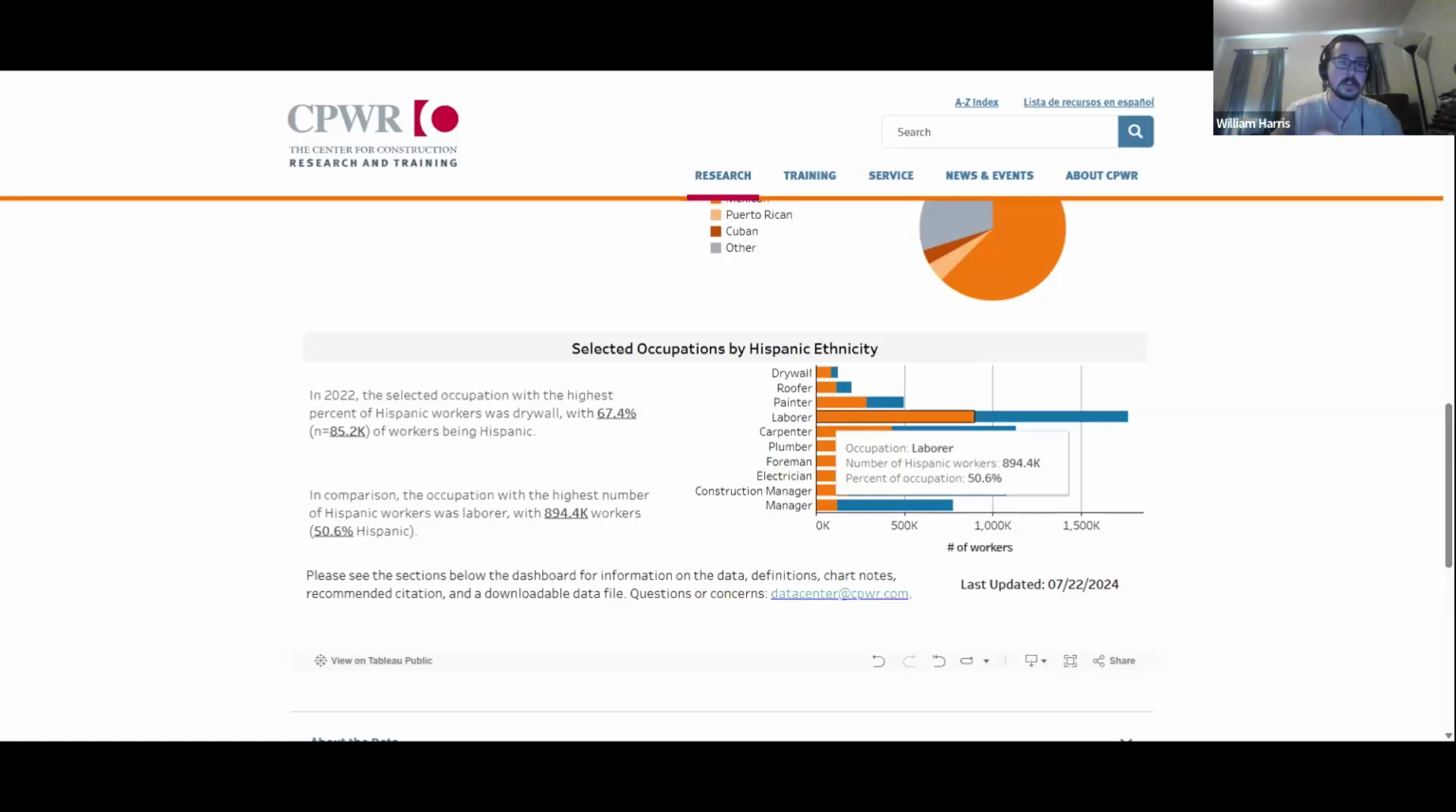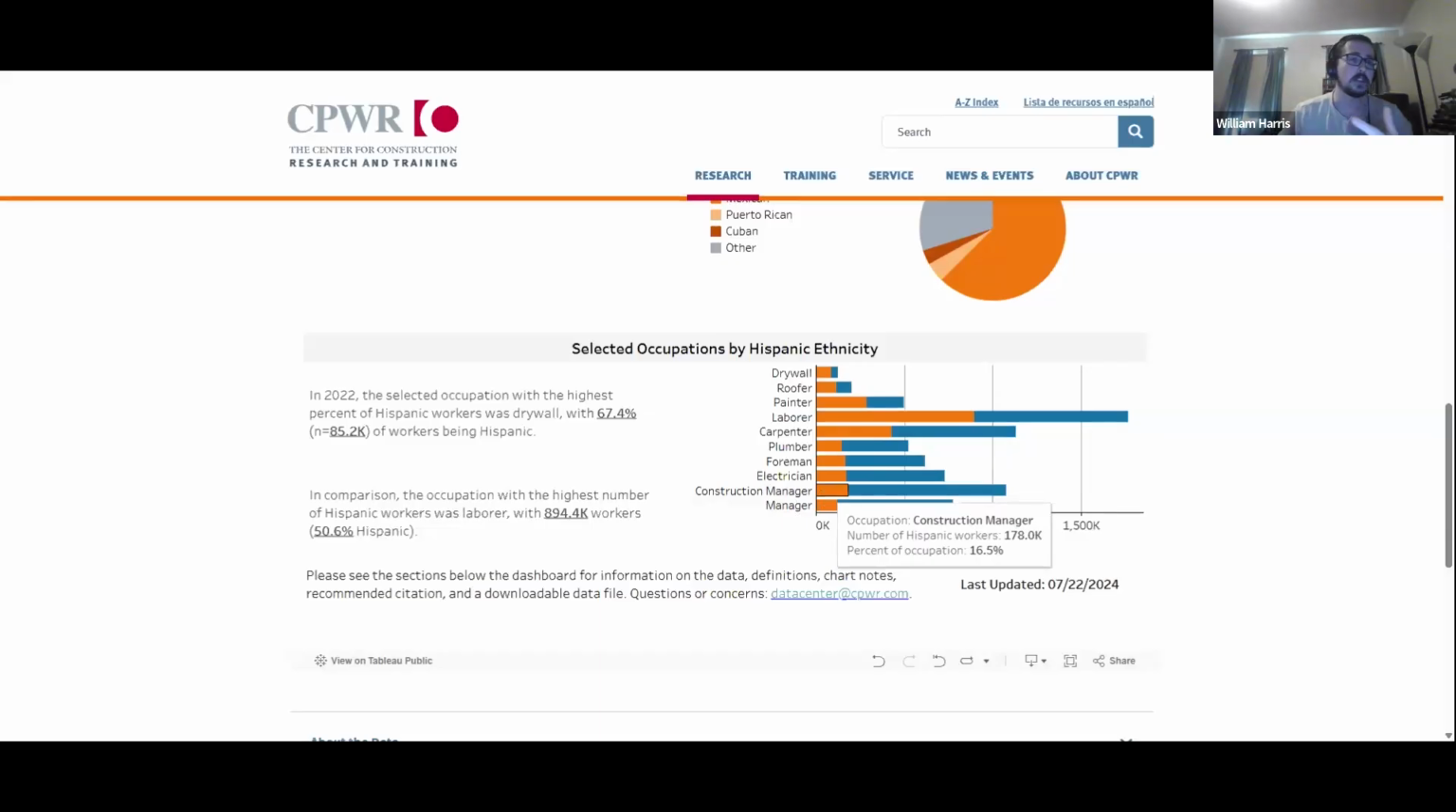Notably, I do want to draw attention to the construction managers and manager occupations. These employ a lot of Hispanic workers as well. However, the percentage of these occupations that are accounted for by Hispanic workers doesn't match with the overall population of Hispanic workers within the construction industry. And so there's potentially some gaps there in terms of getting Hispanic workers into leadership positions within construction companies as well.